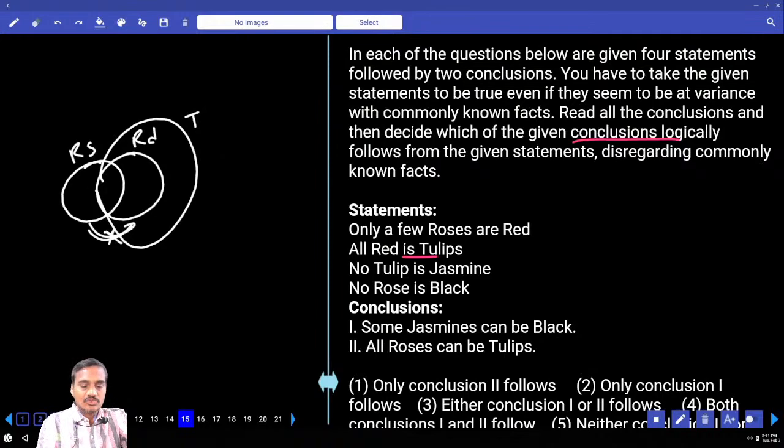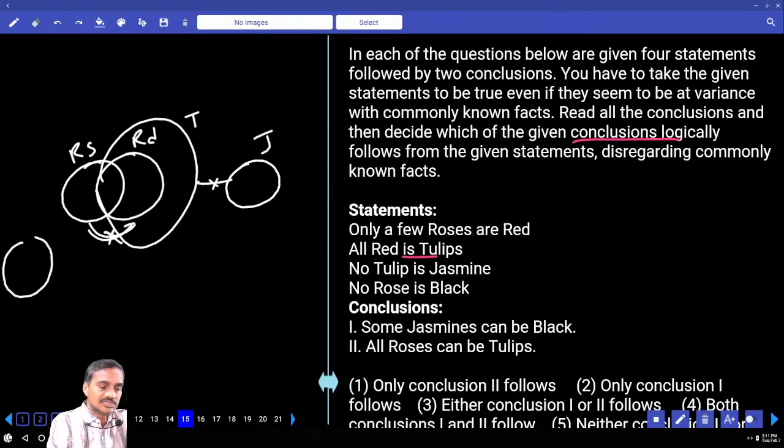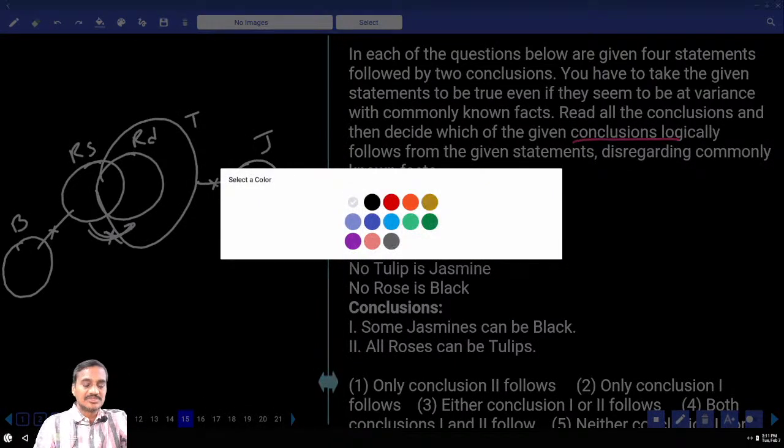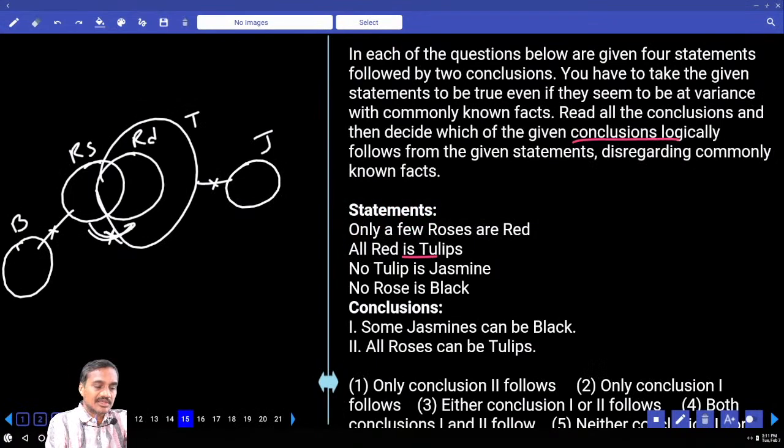And next one, no tulip is jasmine. No intersection between tulip and jasmine. And no rose is black. No intersection between rose and black. Now this is the information provided. Some jasmine can be black. Jasmine and black can be intersected or not. Can be means it is a possibility, yes.